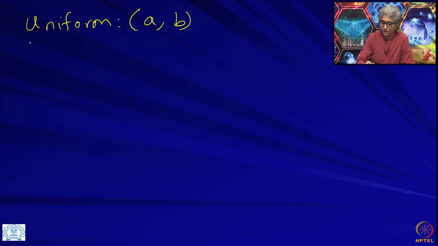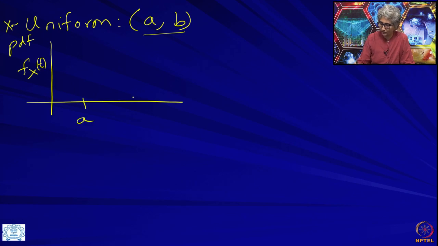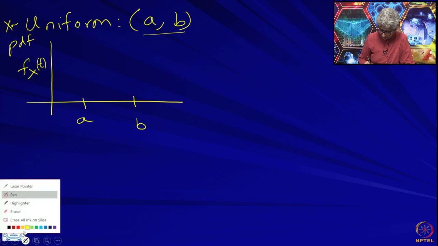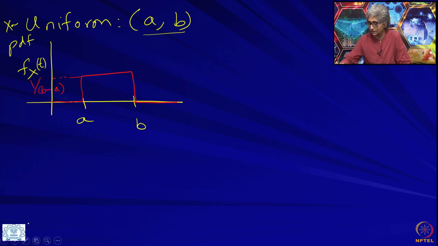So when we say that x is a uniform random variable taking values between a and b, this is the PDF. It will look something like this. This is A, this is B, and everywhere else it is 0, and only between A and B does it have some value, which is in fact 1 over B minus A. You do not have to remember all of this too much, I am just giving a feeling, recalling what distributions are.